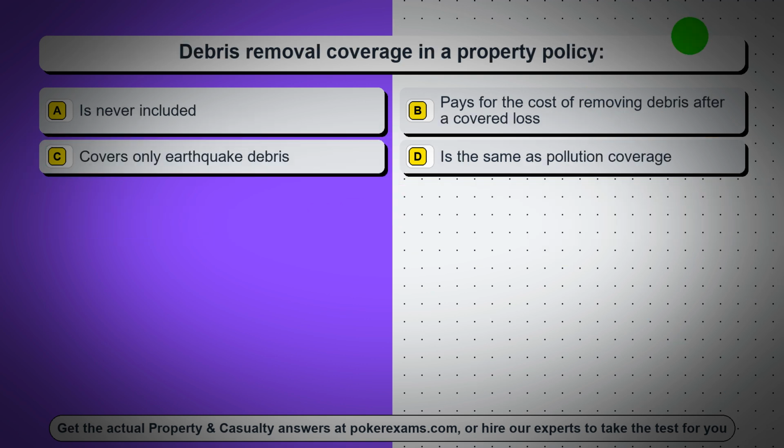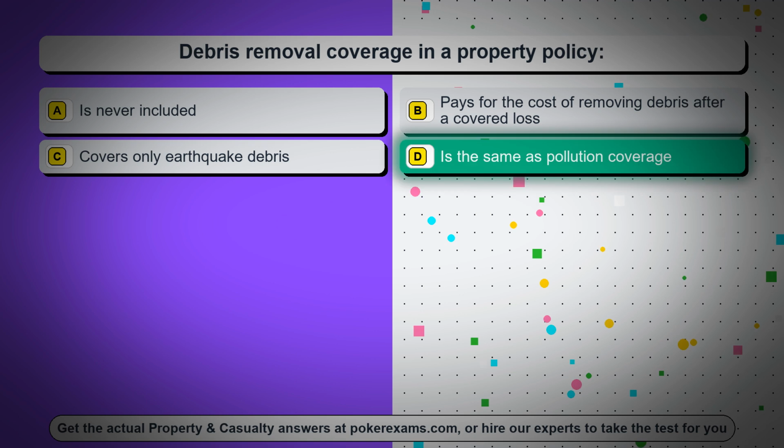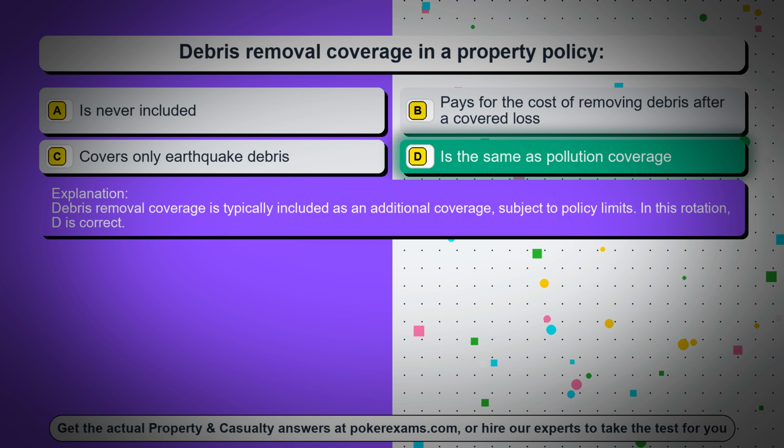Question 96. Debris removal coverage in a property policy. Option A, is never included. Option B, pays for the cost of removing debris after a covered loss. Option C, covers only earthquake debris. Option D, is the same as pollution coverage. The correct answer is option D, is the same as pollution coverage. Debris removal coverage is typically included as an additional coverage, subject to policy limits. In this rotation, D is correct.